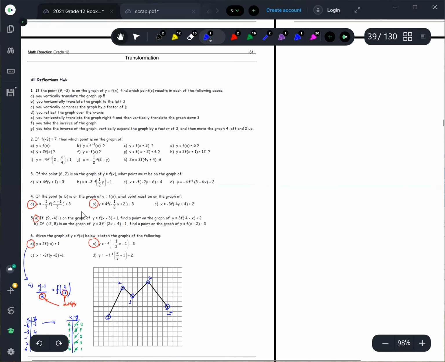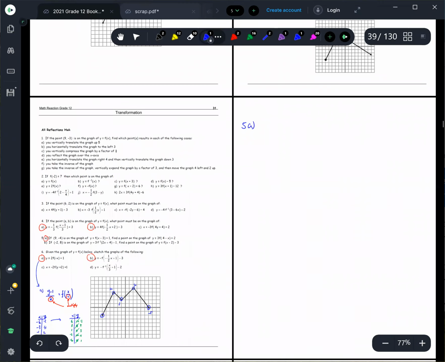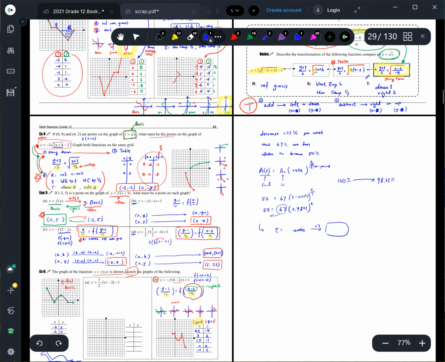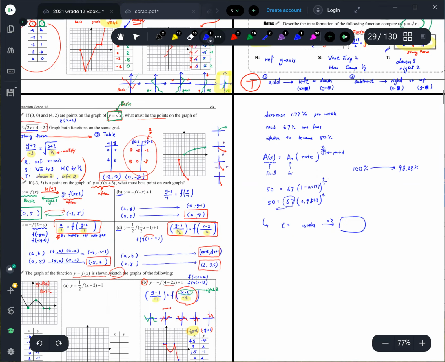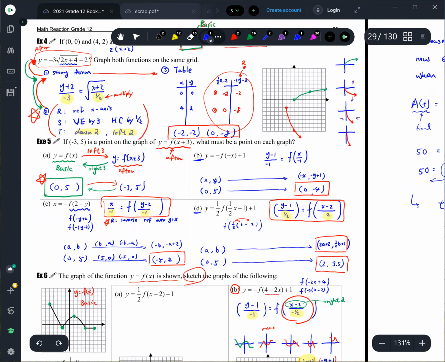So this one, it tells you that this question is similar. I'll show you where to see the notes. Okay, so you can look at page 23. Okay, page 23, question number 5 is similar to that. Okay, and they give you a point which is on y equal f of x plus 3.